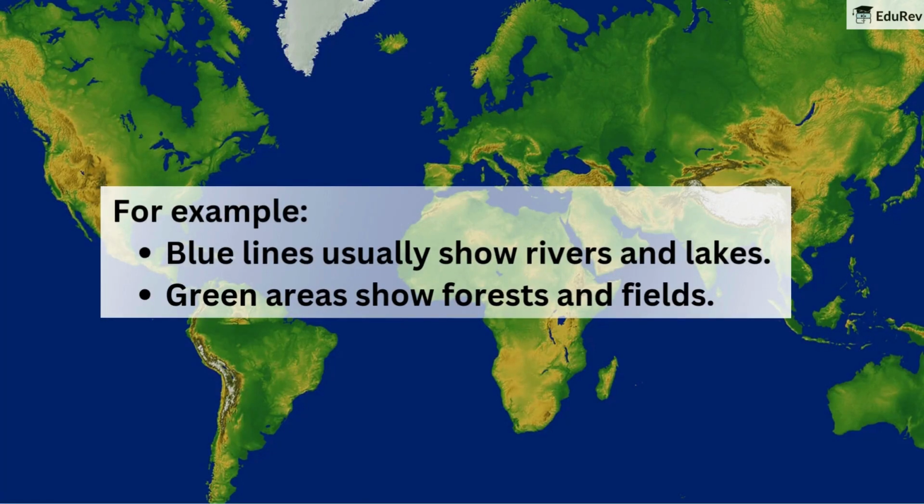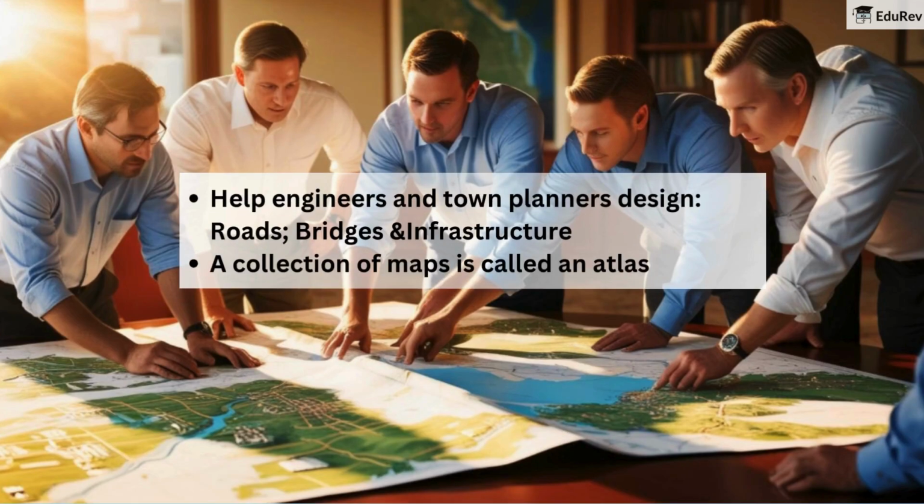For example, blue lines usually show rivers and lakes, green areas show forests and fields. Maps also help engineers and town planners figure out where to build things like roads and bridges. A collection of maps is called an atlas, and it can help you plan your next adventure.